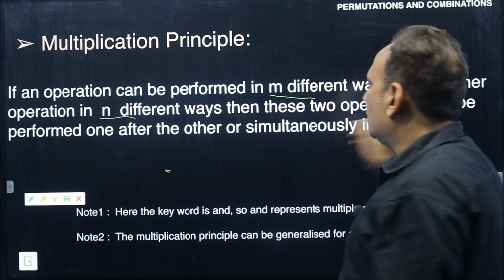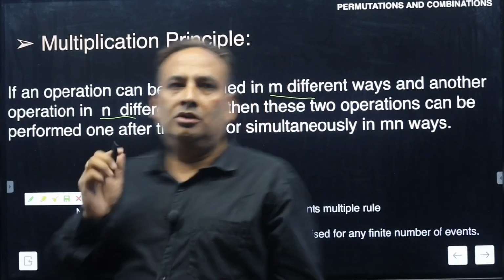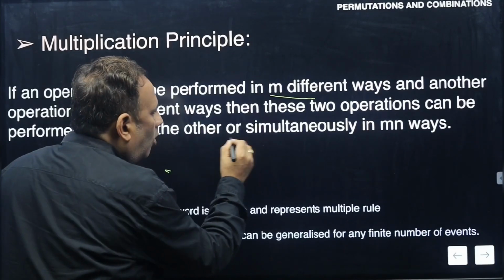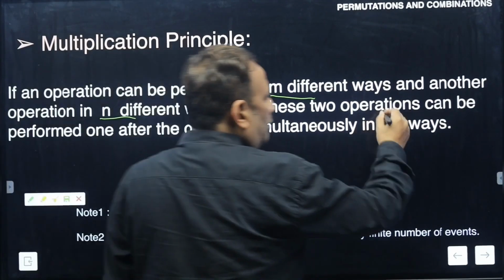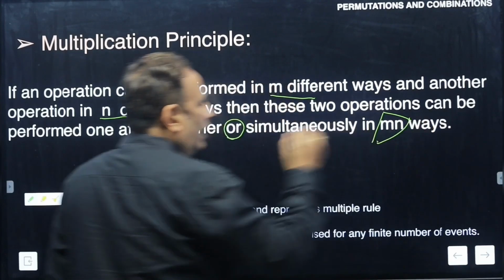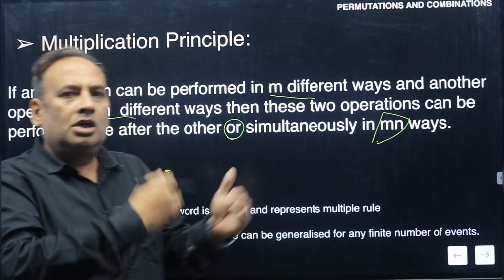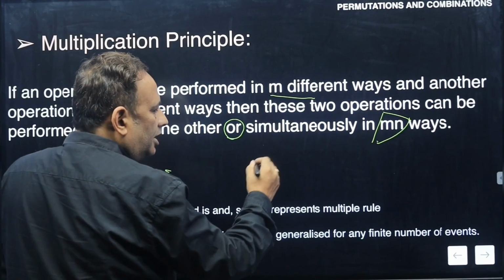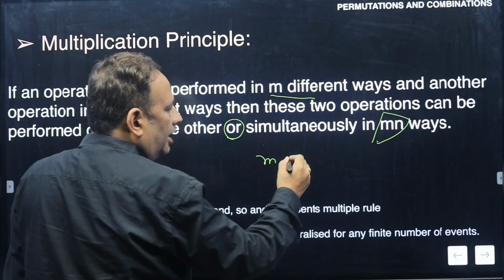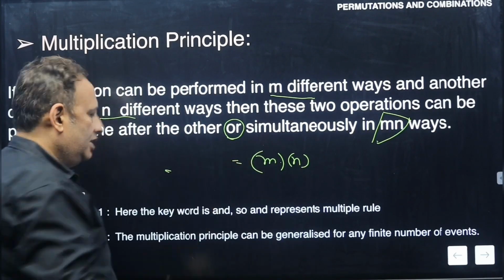Then the two operations can be performed one after the other. Here the important word is and. So how many total ways are there? That is m into n ways. These operations are performed consecutively. So let's say one of the operations is done in m ways and another in n ways. So m into n ways. This is our answer.